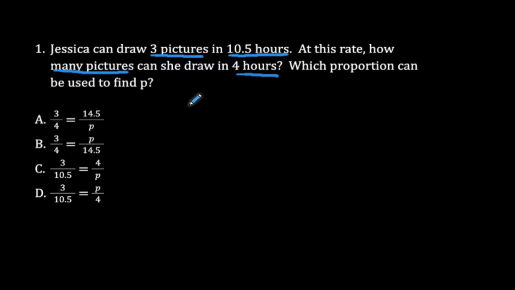So I'll set it up like so. We have 3 pictures in 10.5 hours, and that's equal to how many pictures she can draw in 4 hours. So the variable p will go here because I'm lining this up like units. We have pictures here, and then how many pictures can she draw in 4 hours? Well, we have 4 hours here, and notice it's lining up with hours here. So these are like units. So we have the given ratio, like units.